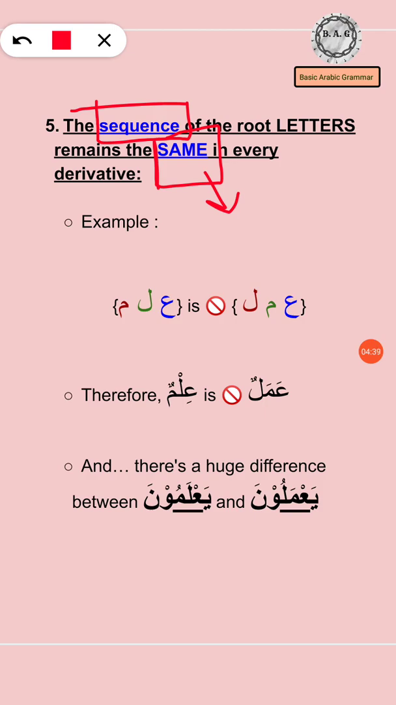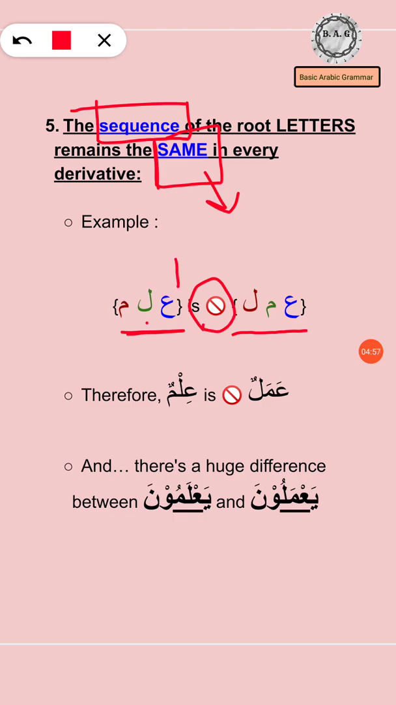But before going to that example, let's just focus on what example I have given here. So N, Lam, Mim, this is our first set of root letters, and N, Mim, Lam is our second set of root letters. And I'm saying that it is not equal to this. These two are not equal. Why? Let me show you.